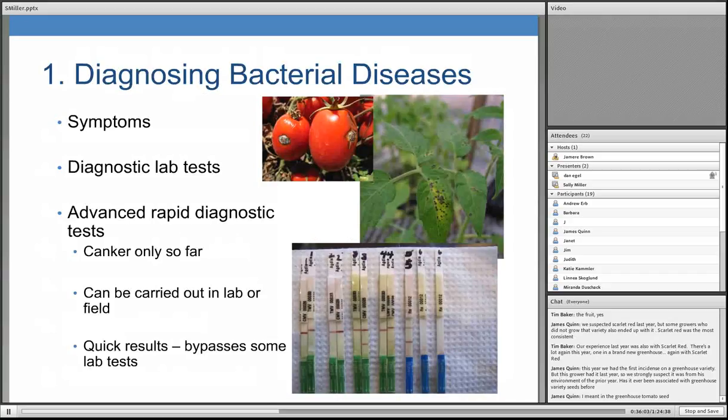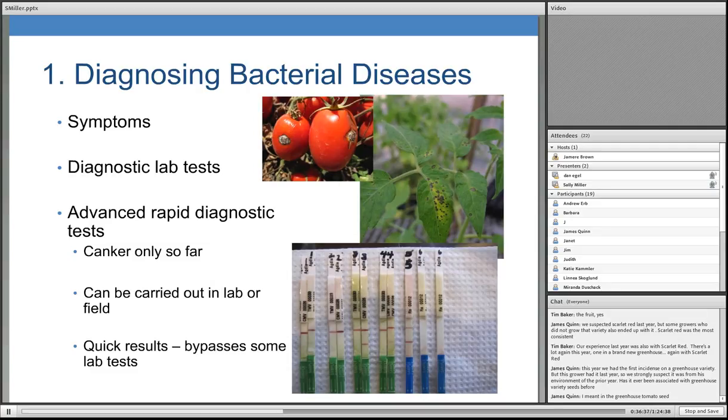Now, diagnosis sometimes gets short shrift because people prefer to just look at symptoms and expect that they can guess it correctly in the field, but it doesn't always happen. So we run a diagnostic lab, as Dan does, and we do a lot of diagnosis of bacterial diseases and use the same kind of tests that he was mentioning. But I also want to mention a couple of the rapid diagnostic tests, mainly because there are a couple of issues that I want to mention for those of you who might want to use these tests.